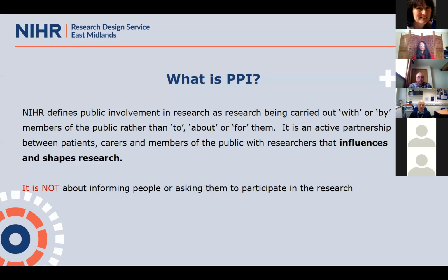Next slide, please. So what is PPI? Again, I'm using the NIHR definitions. NIHR defines public involvement in research as being carried out with or by members of the public rather than to, about them, or for them. It's an active partnership between patients, carers, and members of the public with researchers that influences and shapes research. It's not about informing people, or asking them to participate in the research. I'll expand on that a little later in the presentation.